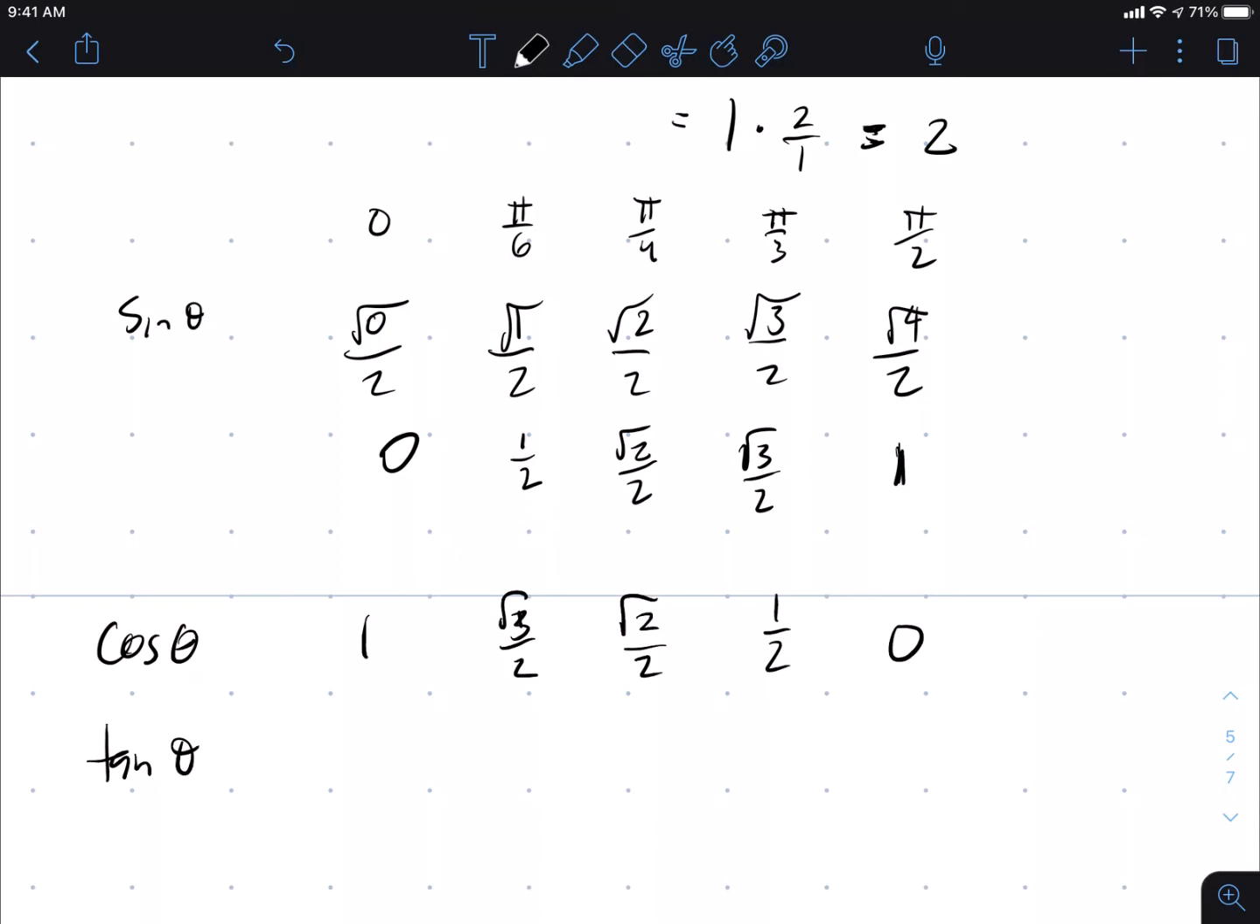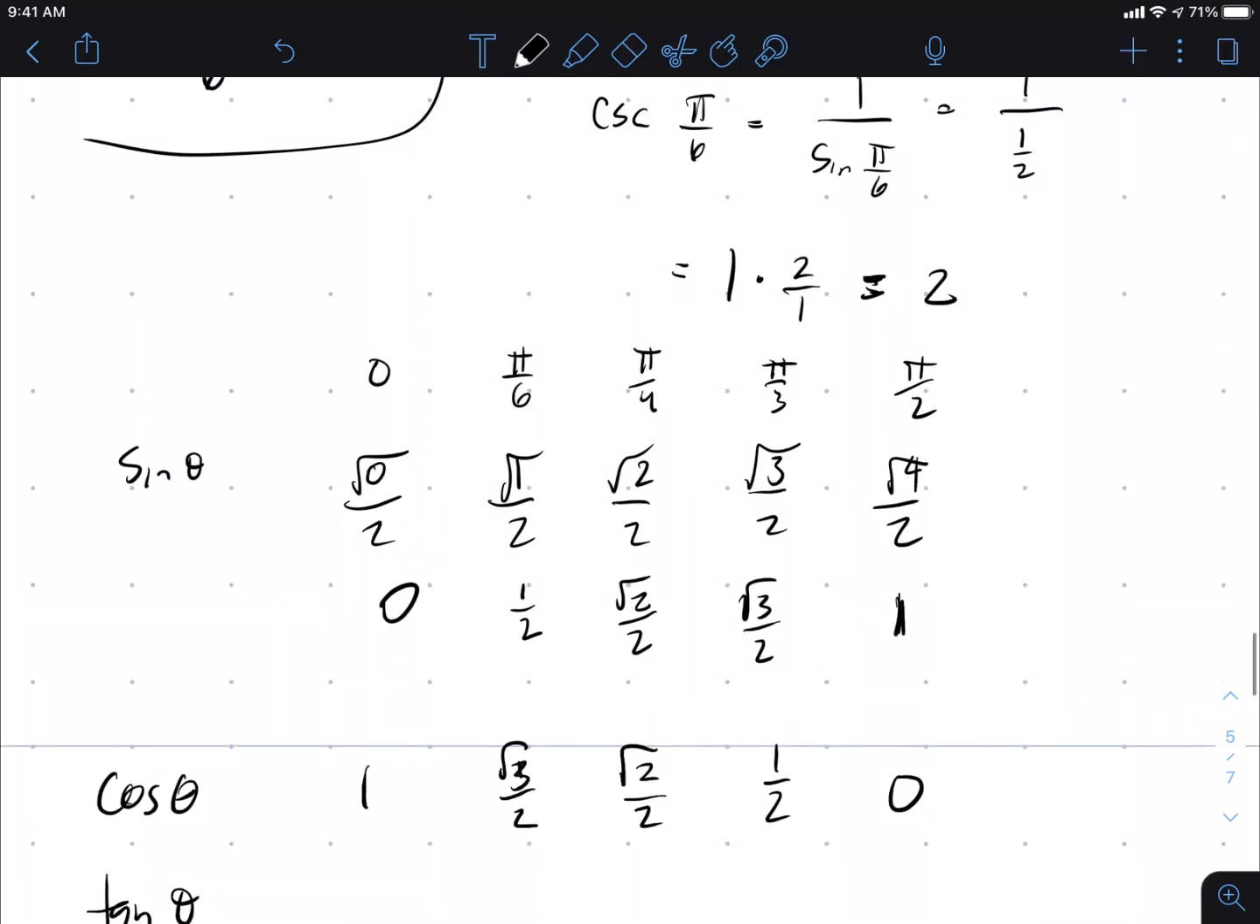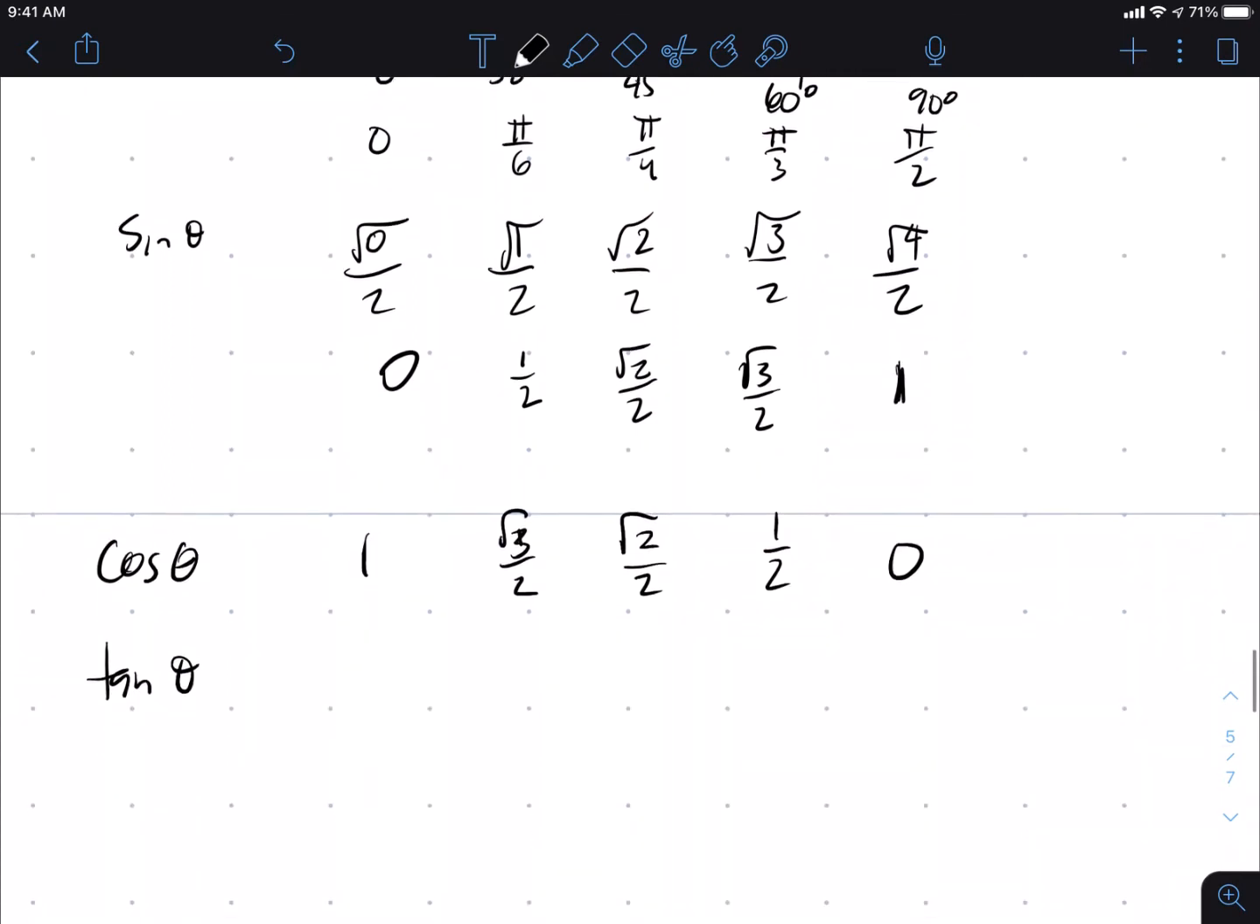I'm not memorizing sine of 45 degrees, because this is also in degrees if you want. And once you know the first quadrant, you have them all. Yes, this is the unit circle.